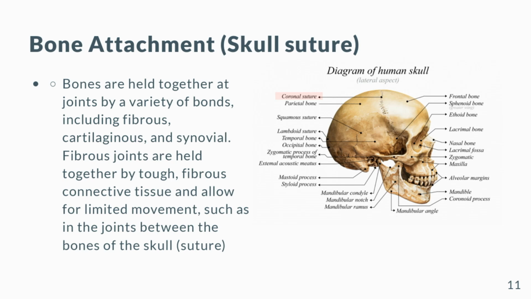Bones are held together at joints by a variety of bonds, including fibrous, cartilaginous, and synovial. Fibrous joints are held together by tough, fibrous connective tissue and allow for limited movement, such as in the joints between the bones of the skull, suture.